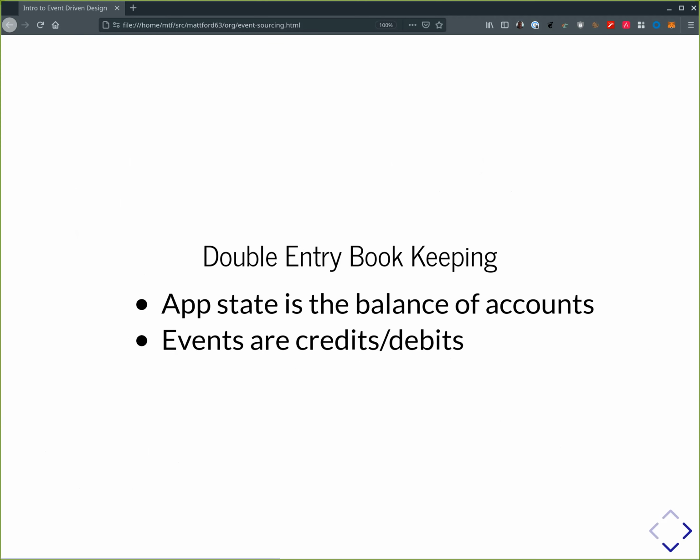Another example is accounting, double entry bookkeeping. If your application state is the balance, your profit and loss sheet, then all the events, the credits and debits over time, you can replay backwards and forwards to find out how much profit you made in a certain time.